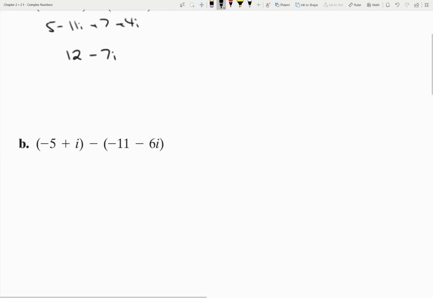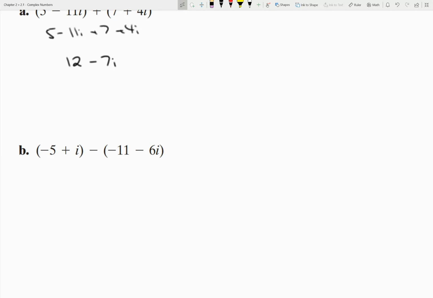The trick for part B is to remember that when you are subtracting a binomial, you have to distribute the negative. So the negative gets distributed to both of those, and it turns into plus 11 plus 6i. So again, combine the real parts, negative 5 and 11, that's 6. Combine the imaginary parts, 6 plus 7i. Always write the real part first, and then the imaginary part second. Let's try 2 more with the checkpoint.